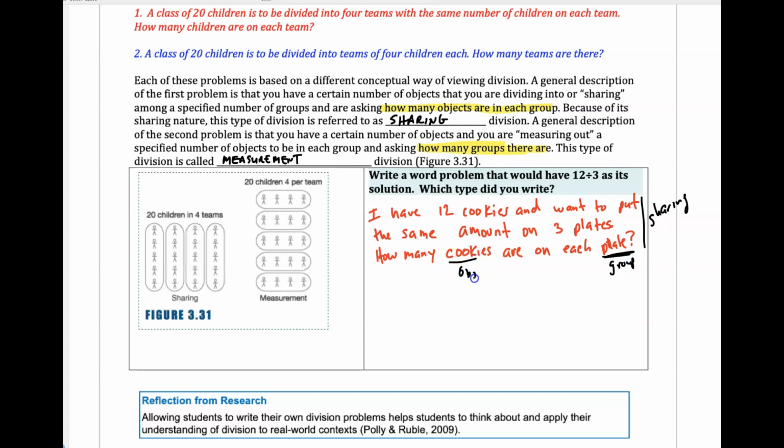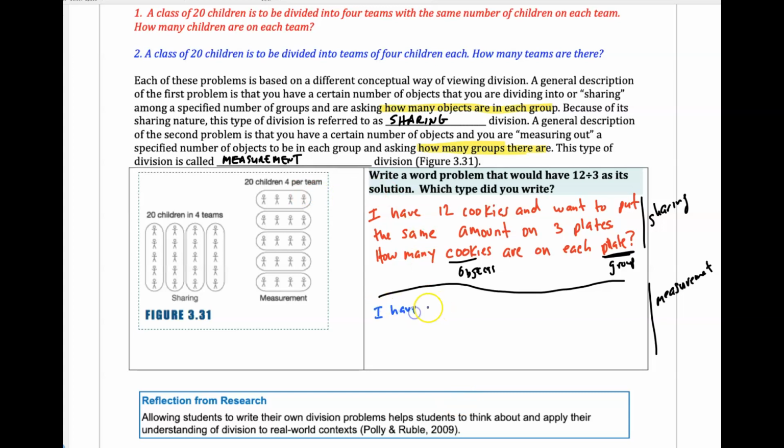Okay. Now my challenge to you, before I write it, is: how can I convert that question into a measurement division, right? And so that's what we're looking at here. And so to get a measurement, we're looking for how many groups there are, right? So let's see how we can come up with this.